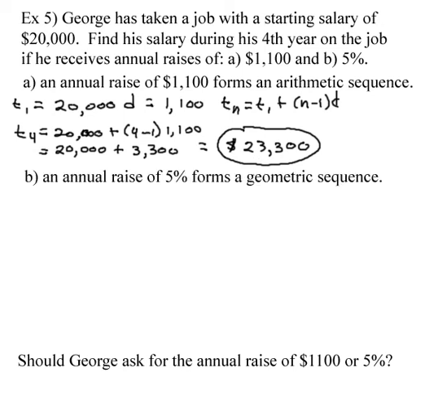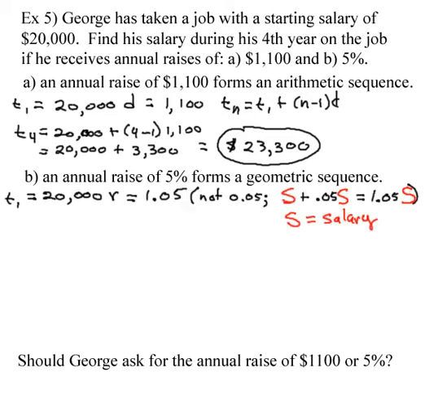But what about an annual raise of 5 percent? We need to look at that as a geometric sequence. We are multiplying each year's salary by a number, our common ratio, to get the successive salary. So we know that's a geometric sequence. The first term is still $20,000 because that's what he's starting with.